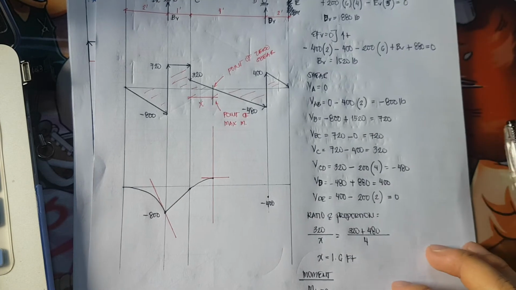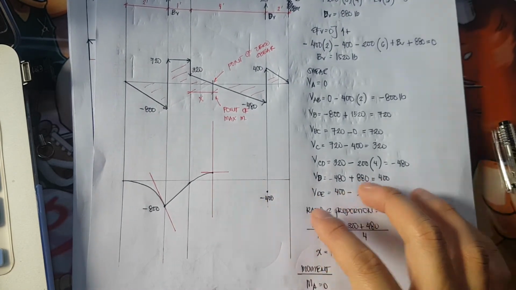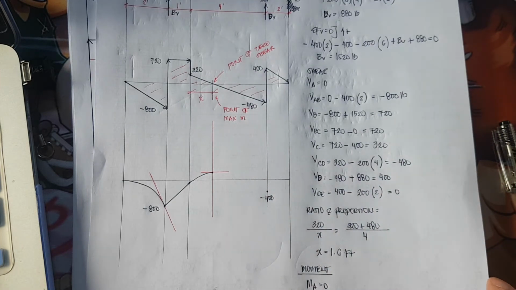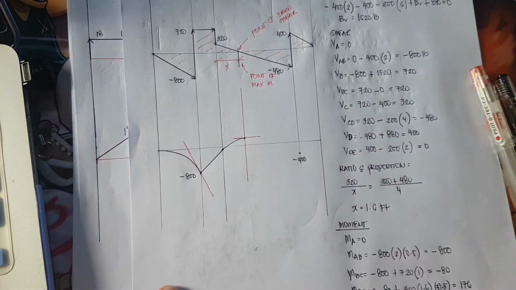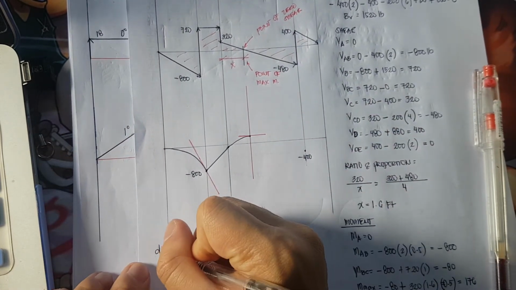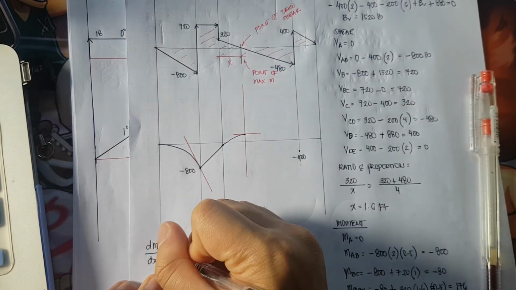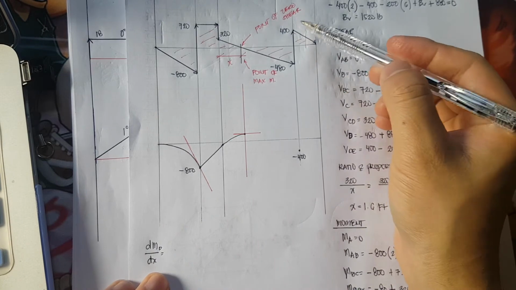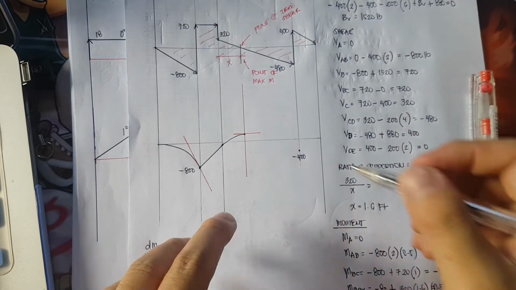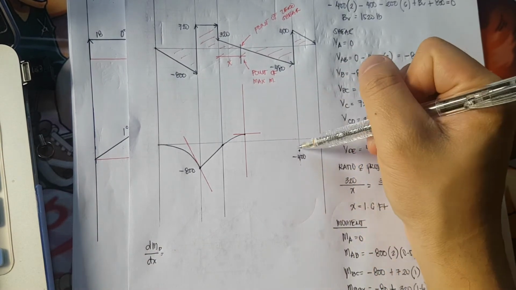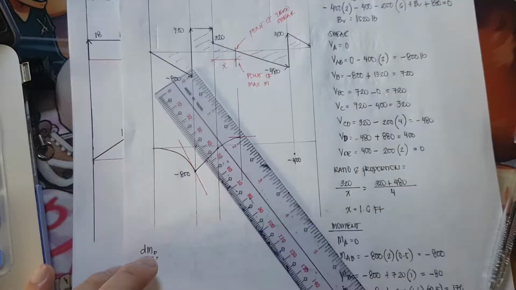So, the point of tangency would depend on my, the shape of the curve would depend on my slope. So, the derivative of moment with respect to x at point D is equivalent to the shear. Ano ba yung shear natin at point D? Okay? That is negative 480. So, it is pointing downwards.